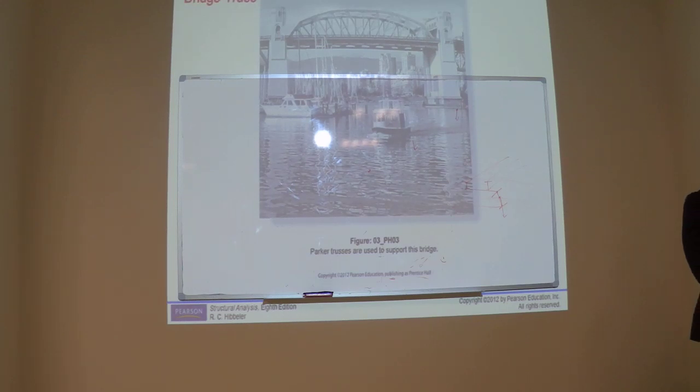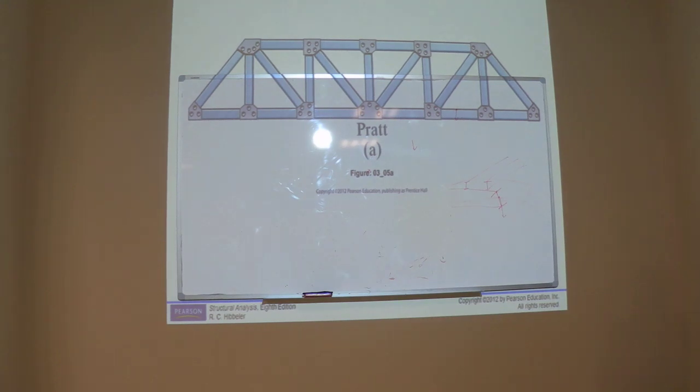It is a through bridge truss. A through bridge truss is a bridge truss in which the traffic passes through the bottom chord of the truss. A truss has two chords, bottom chord and top chord. So this type of bridge truss is known as a through bridge truss. This is a Pratt bridge truss.